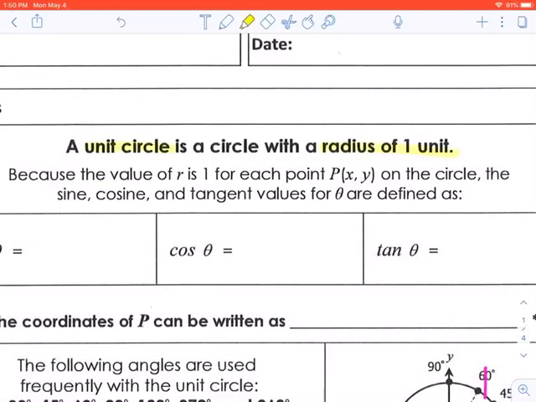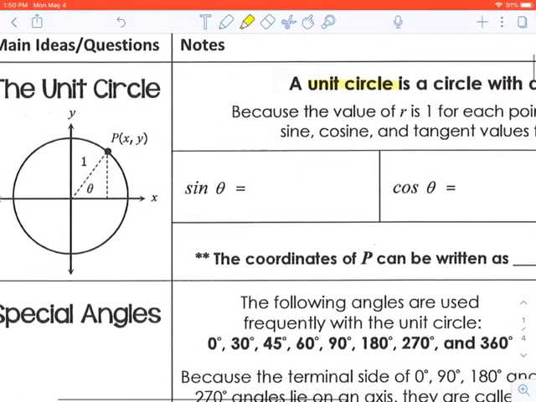So far, the radius could be anything. It could be 5, it could be 2, it could be 100, we don't know, okay? But now the radius is always going to be 1. And that changes things a little bit, okay?